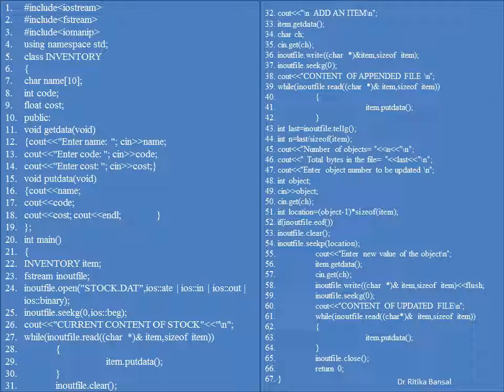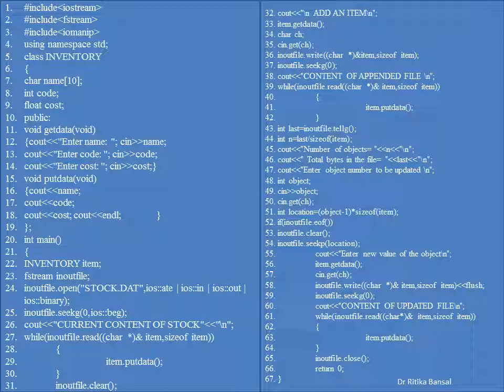Now we want to add an item. We have created one file and read the entire file one by one. Now we want to add the item to the file. In line number 33 we are using the get data function, and we have added all the data members of the item class. In line number 36 we are writing that item to the file, again going to the beginning, 0, through line number 37. In line number 38 we are displaying the complete file again as we have appended the new item.